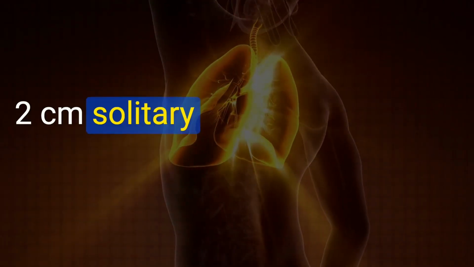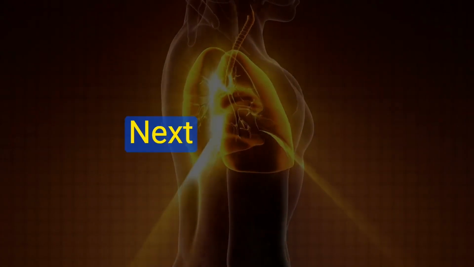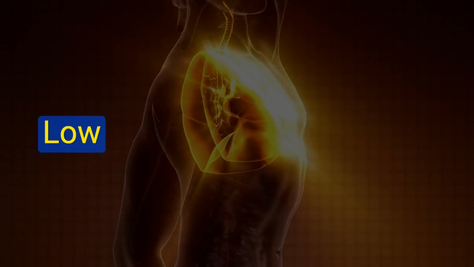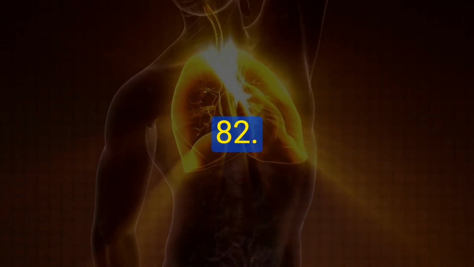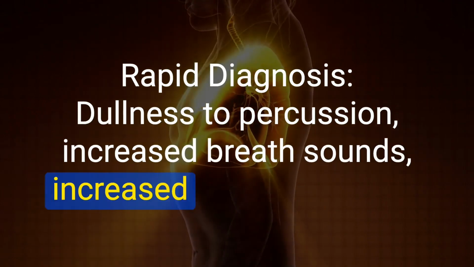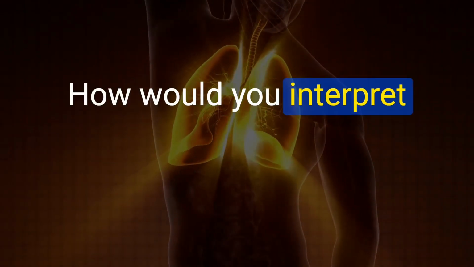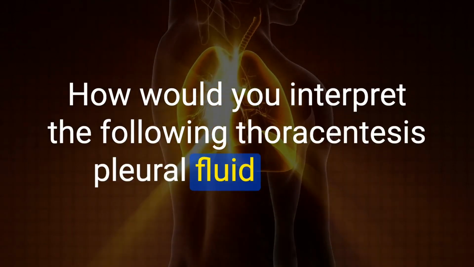81. 2 cm solitary pulmonary nodule, irregular borders, 20-pack year. Next best step, surgical resection. If low risk, monitor with CT. 82. Rapid diagnosis, dullness to percussion, increased breath sounds, increased tactile fremitus. Lung consolidation.